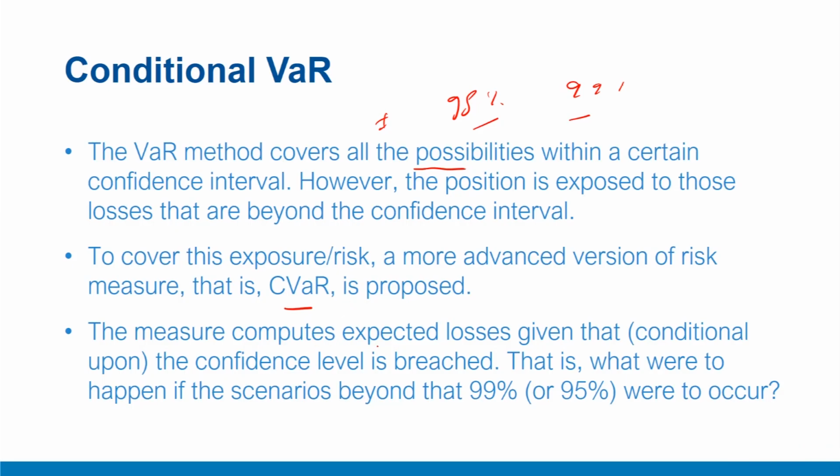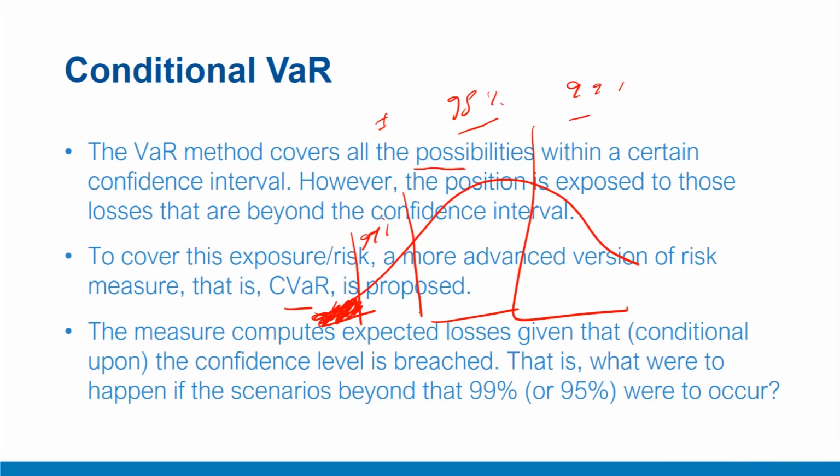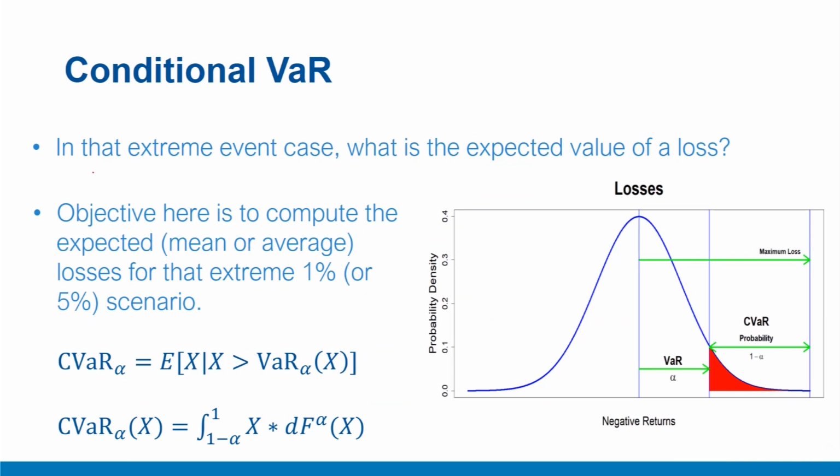The measure computes the expected losses, given that this confidence level of 95% is reached. For example, given that you are in this extreme region, what is your expectation of losses? Let's say this is 99%, or if you believe 95%, then if this is the 95% cutoff, what is your expected loss if you are in this region or this confidence level is breached? To answer this question about the extreme event case, what is the expected value of loss?